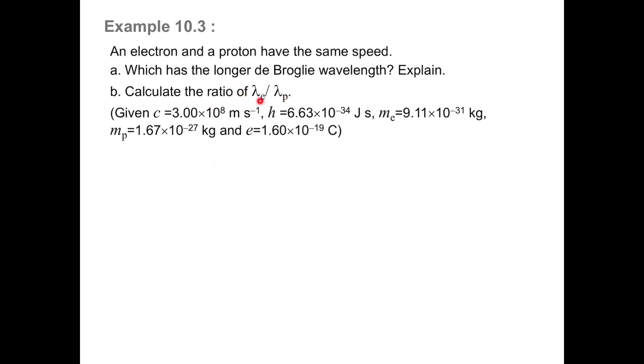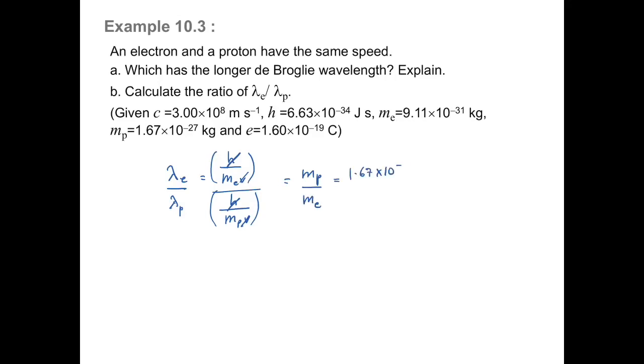Okay, and then for question B, we have to find the ratio of lambda E over lambda P. To find the ratio between these two, we have to use the formula of the de Broglie relation, in which lambda is equal to h over mv. So lambda E is equal to h over m_e v, and lambda P is equal to h over m_p v. And then from this equation, we can cancel out h and also v, which will leave us with m_p over m_e, the mass of proton divided by the mass of electron, and we will get the ratio, which is 1833.